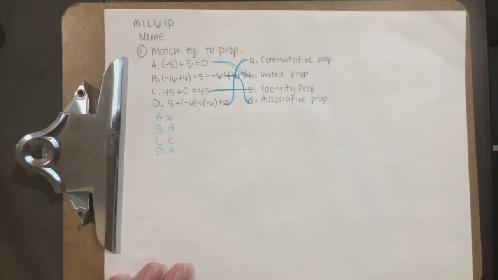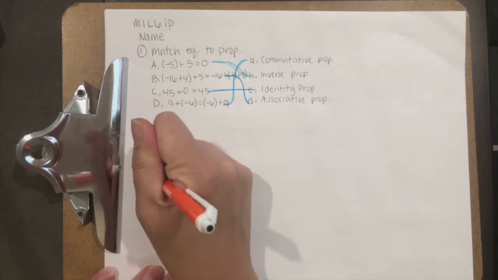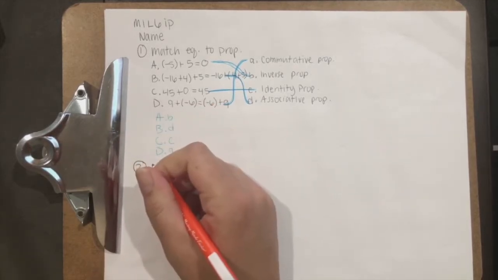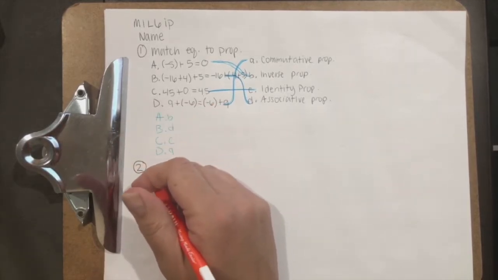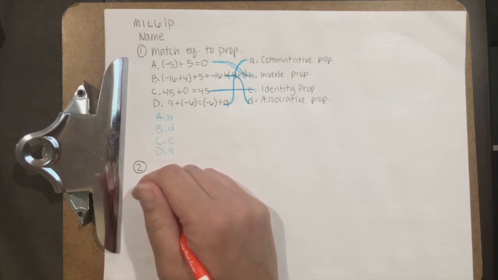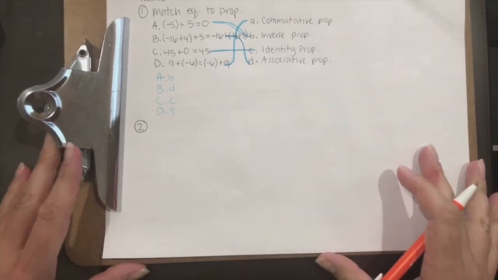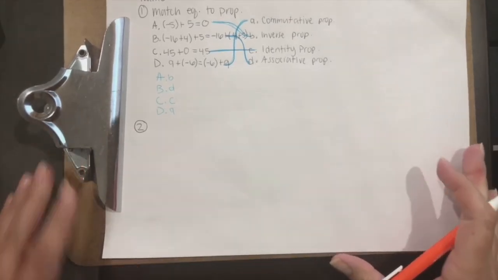Alrighty. Let's go ahead and do number 2. Simplify the following expressions using the properties of addition. Identify the properties used to justify your steps. So this is just like in the example in Canvas.